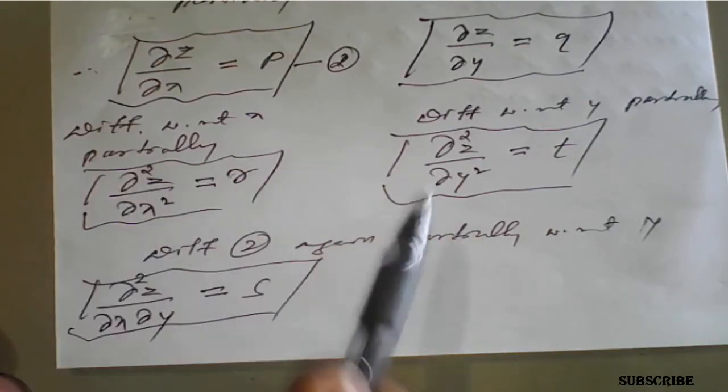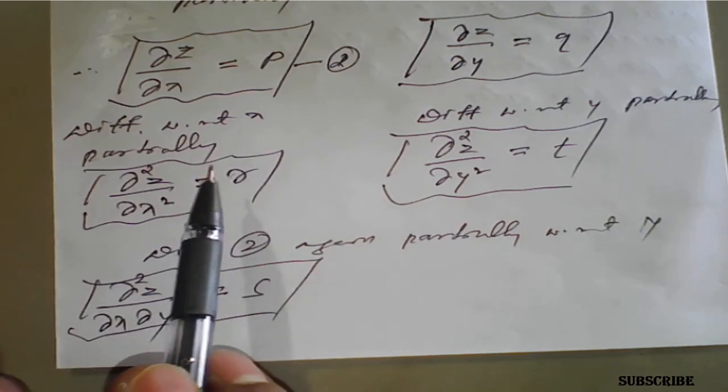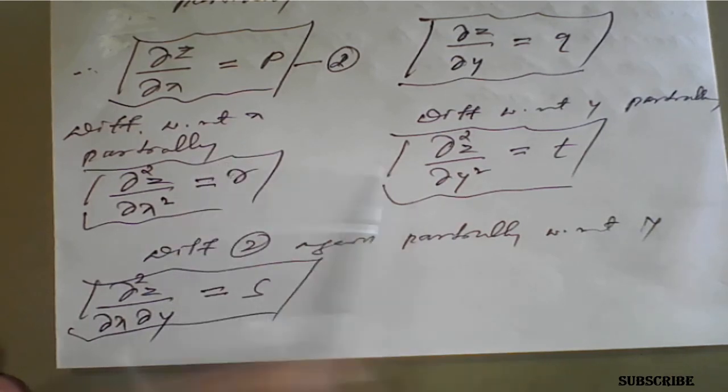So these are the notations for partial differential equations to solve the examples. By using these, we can eliminate the functions as well as arbitrary constants.